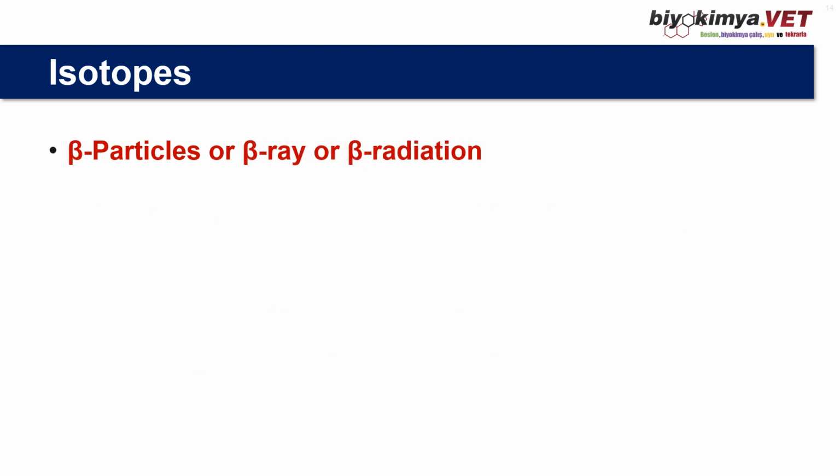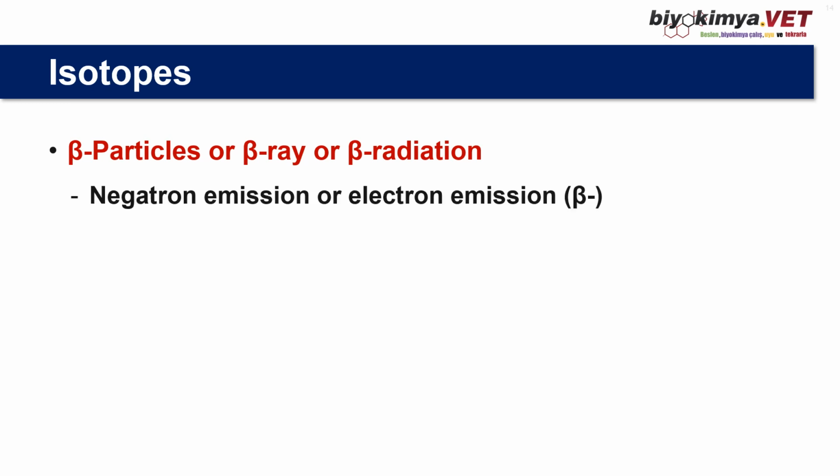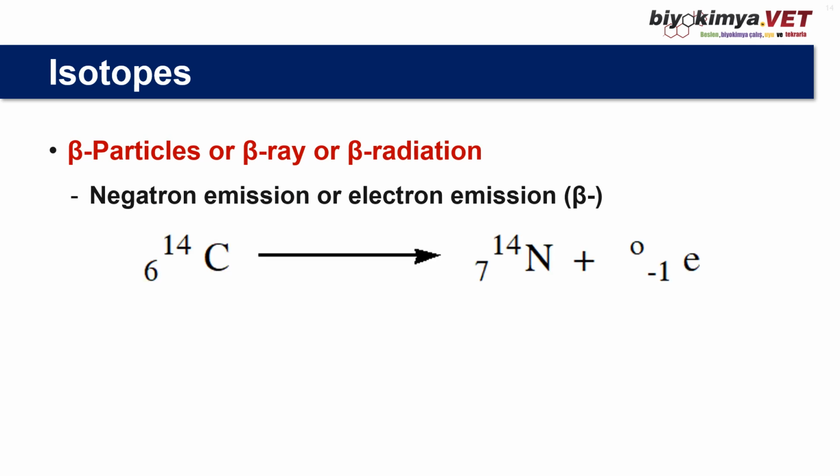Beta particles, or beta rays, or beta radiation. There are two types of beta particles. One is negatron emission, or electron emission. In this example, as you see, carbon releases beta particles to form nitrogen. It can be thought of as formed as a result of the transformation of a neutron in the nucleus into a proton. With beta radiation, the atomic number increases by 1 while the mass number does not change.